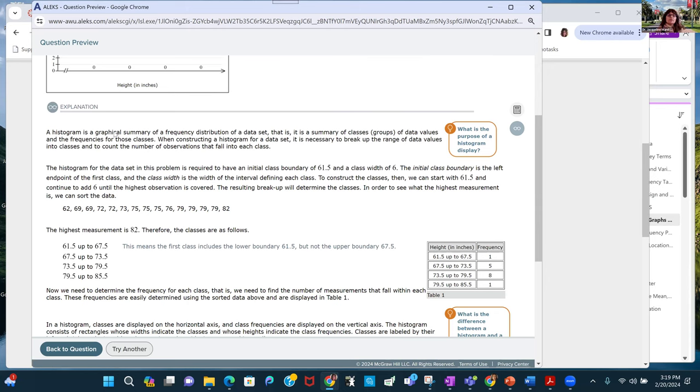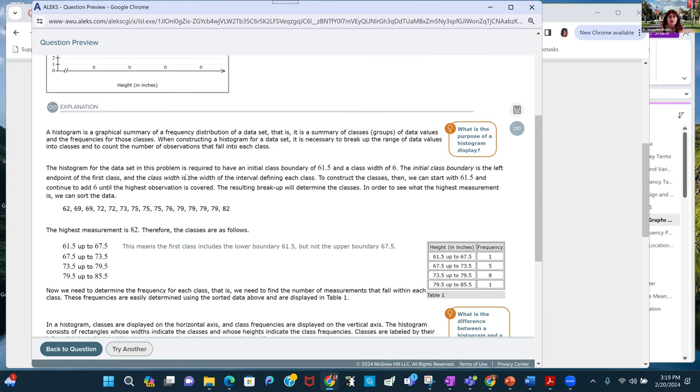A histogram, as we saw before, is a graphical summary of the frequency distribution of a data set. So we have groups of data values. When constructing a histogram, it's necessary to break up the range of data values into different classes and then count the number of observations that fall into each class.